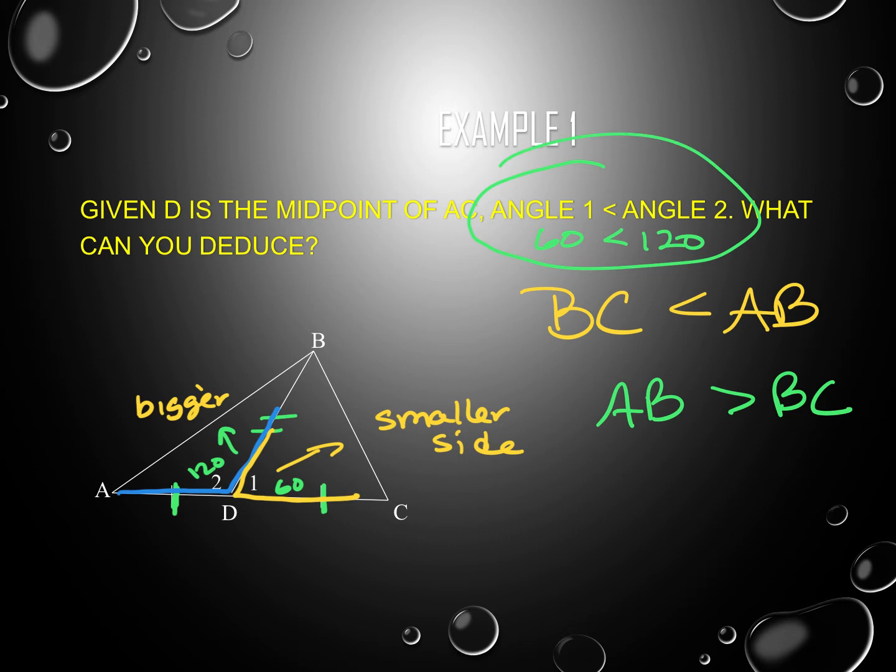Example 2, we're going to use the converse of the hinge theorem. And I picked just random numbers for angles 1 and 2.